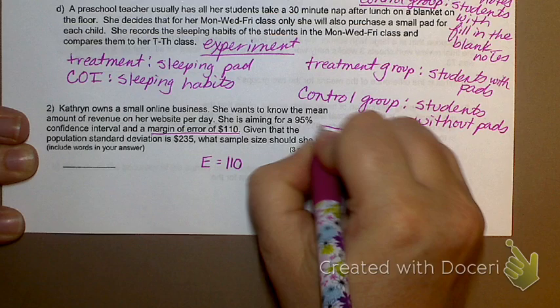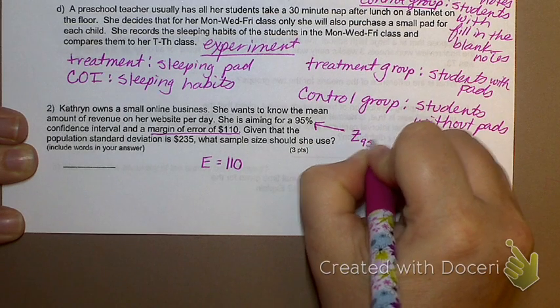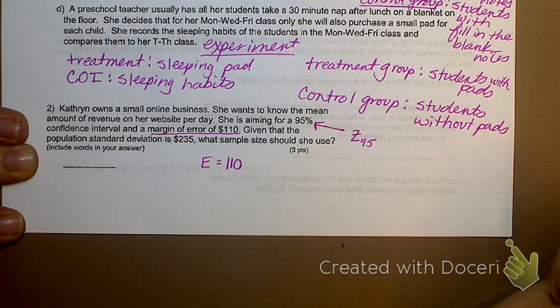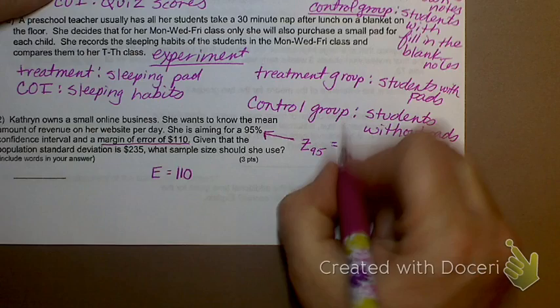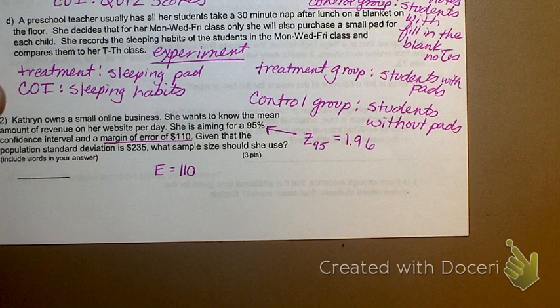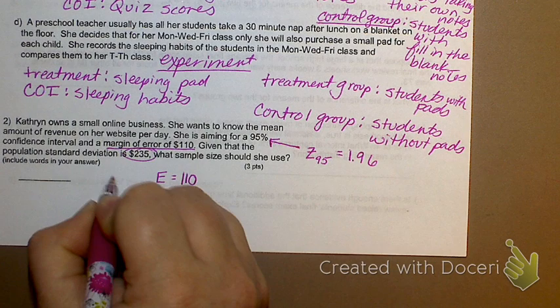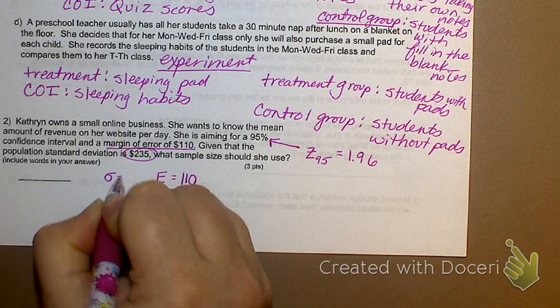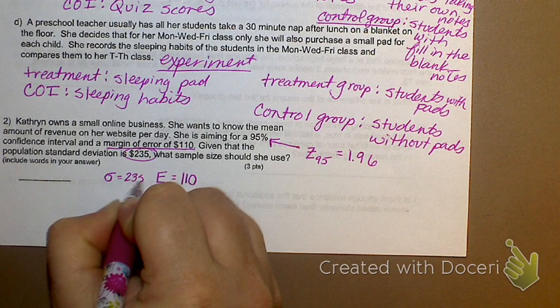95% confidence interval means I have Z sub 95, right? And that's one I have to get off my formulas. So on the back, what's Z sub 95? 1.96. Okay. Let's see, what else? Given that the population standard deviation, right there, standard deviation is 235, what sample size should she use?